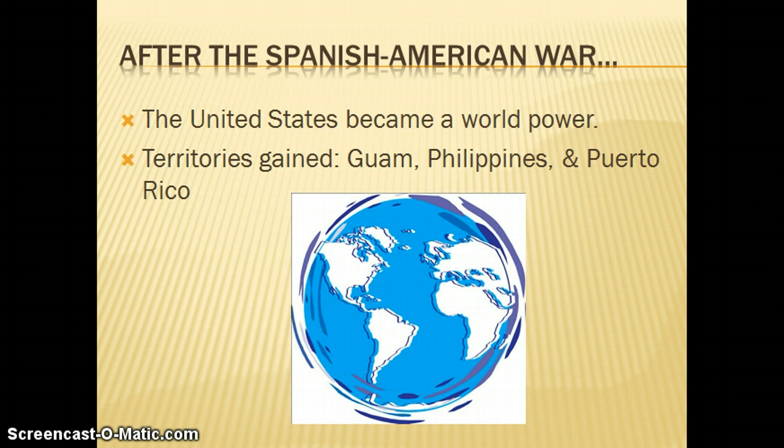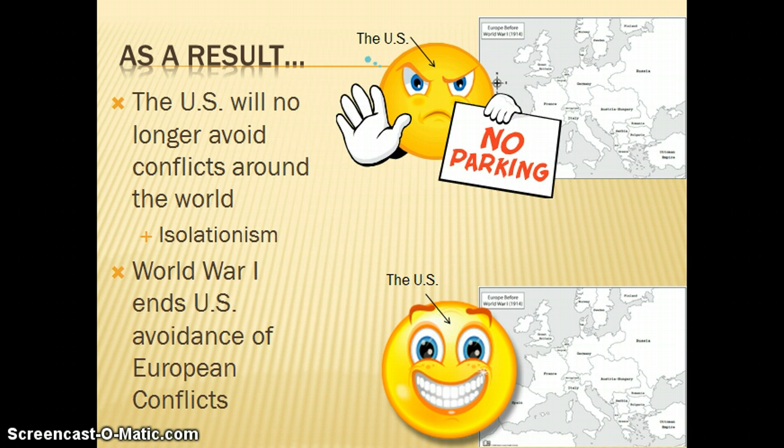After the Spanish-American War, the United States became a world power, and this you should be aware of from our last unit. The U.S. gained the territories of Guam, the Philippines, and Puerto Rico, and decided that they wanted to expand their interest in foreign affairs, and foreign means around the world. As a result of these developments after the Spanish-American War, the U.S. decided it would no longer be an isolationist nation, that they would no longer avoid conflicts around the world. So that term is isolationism. They are isolating themselves from conflicts taking place around the world.